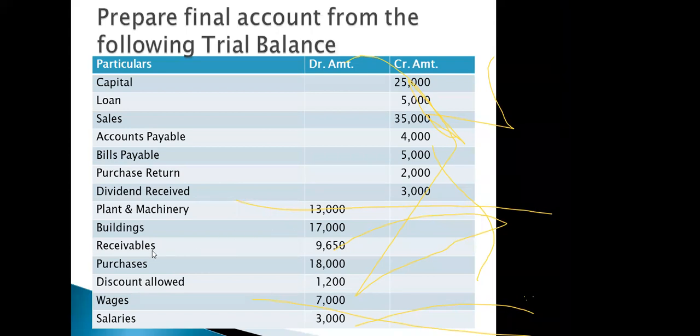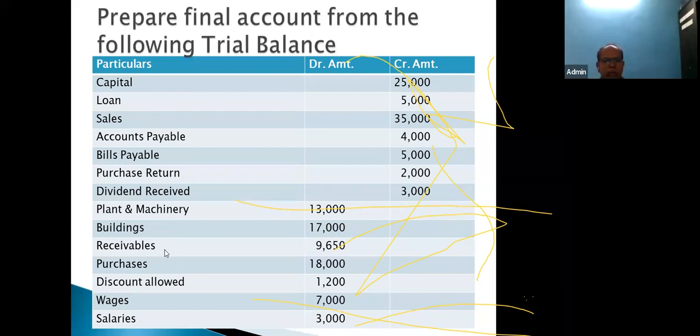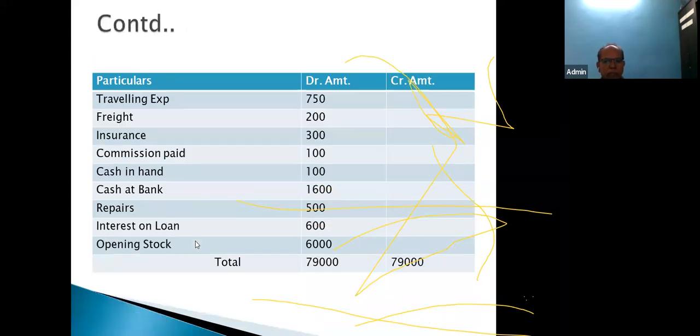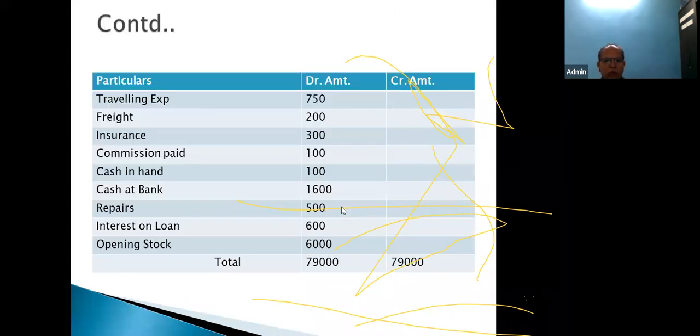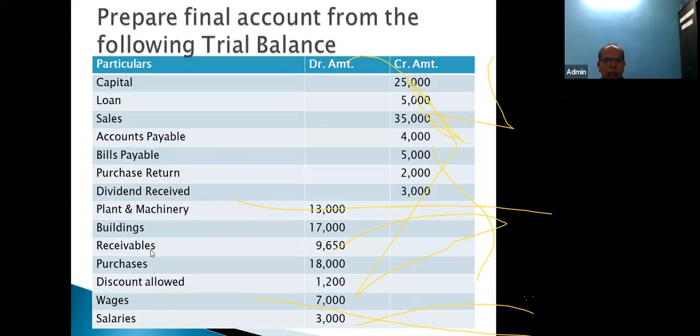Receivables. Now, again on receivable, there is adjustment. I will show you the adjustment part. This third adjustment, provision for doubtful receivable, is ₹500. Since there is adjustment, write this amount in the inner column, receivable.